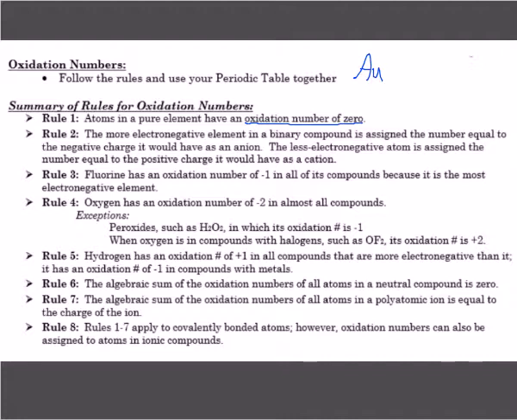All right. The less electronegative atom, guys, is assigned the number equal to the positive charge it would have as a cation. So what are we trying to do? Most of the time, do most compounds have charges with them? Let's just start there. Think about it. If I write out H2O, does it have a charge? Meaning, what's the overall charge when they're all added together? 0, okay? So they become neutral.